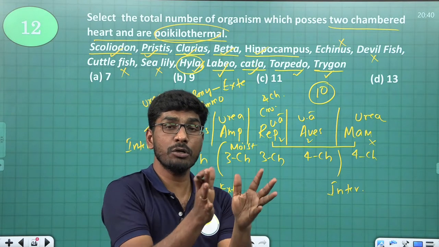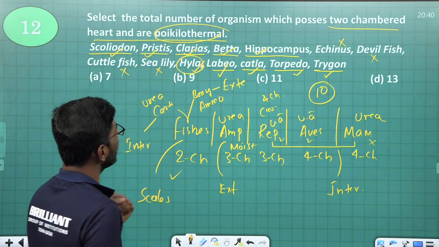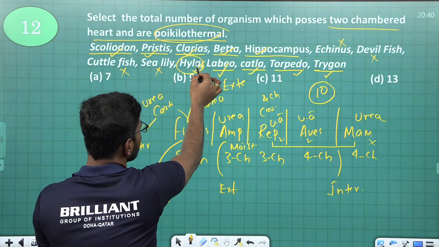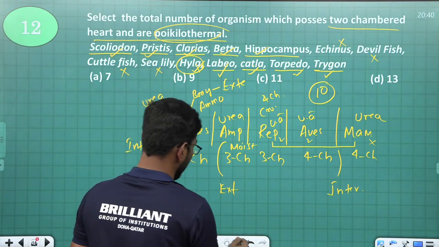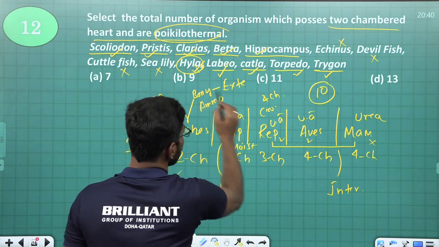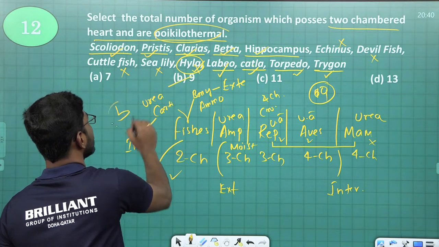You got my point? Hyla, it is also what they call two chamber of heart. No, Hyla is actually amphibia. Beta, you just cross check. Hyla is amphibia, so that means 9 should come. Yes or no? This is an amphibia, so 9 should come. Where is the 9 option? Option B is the right answer.